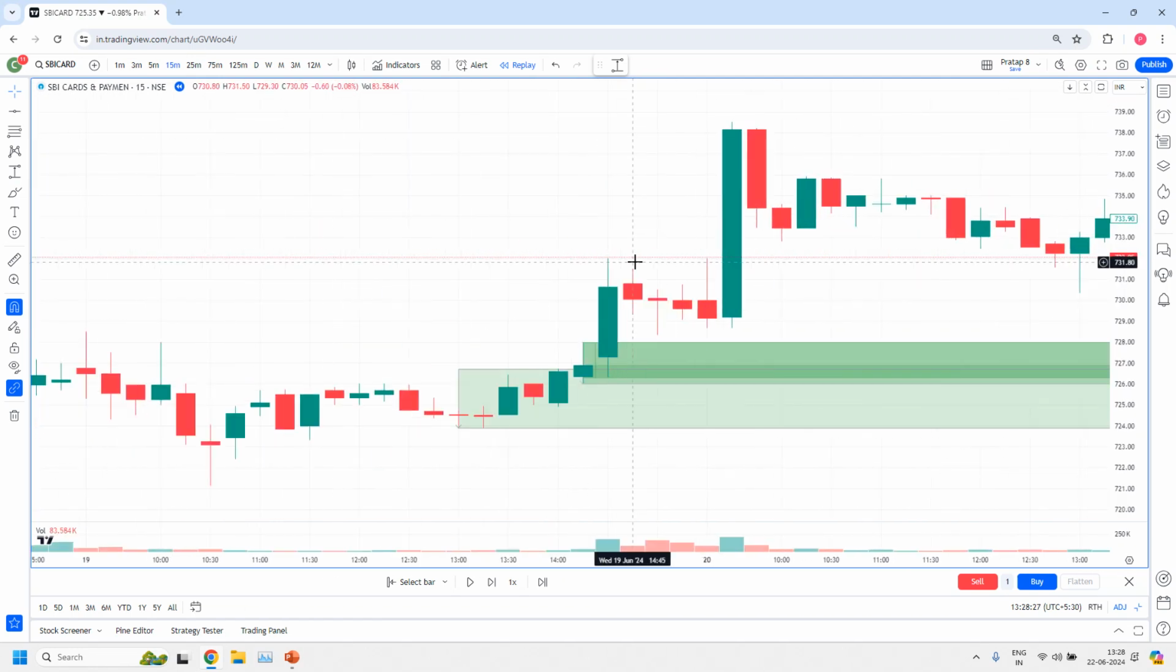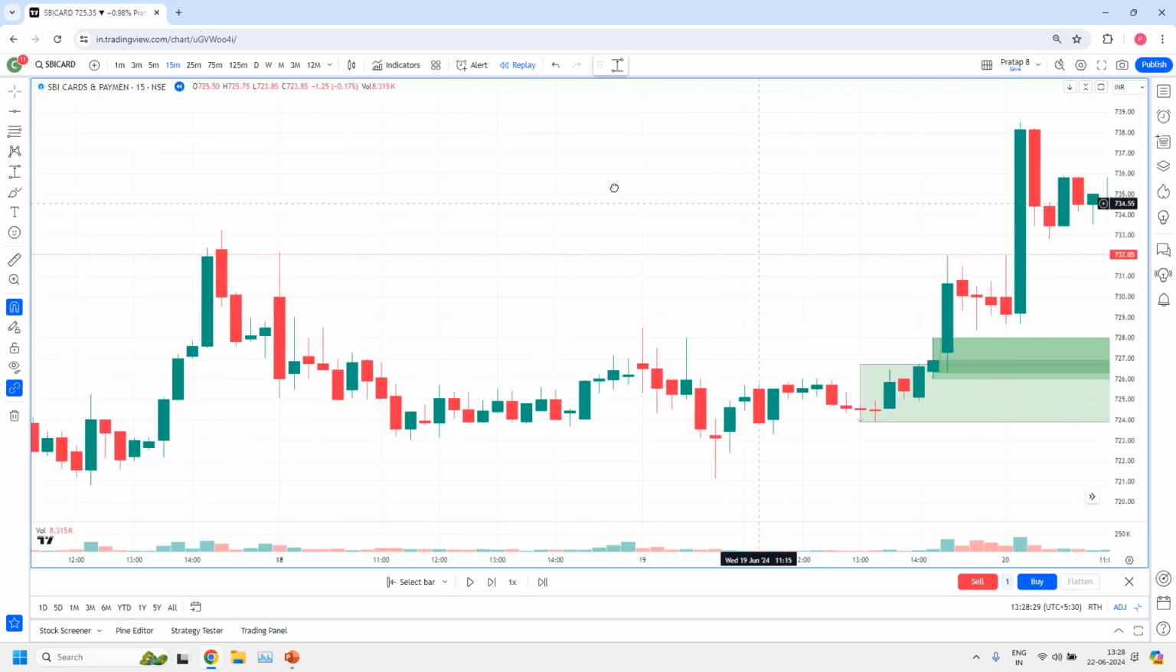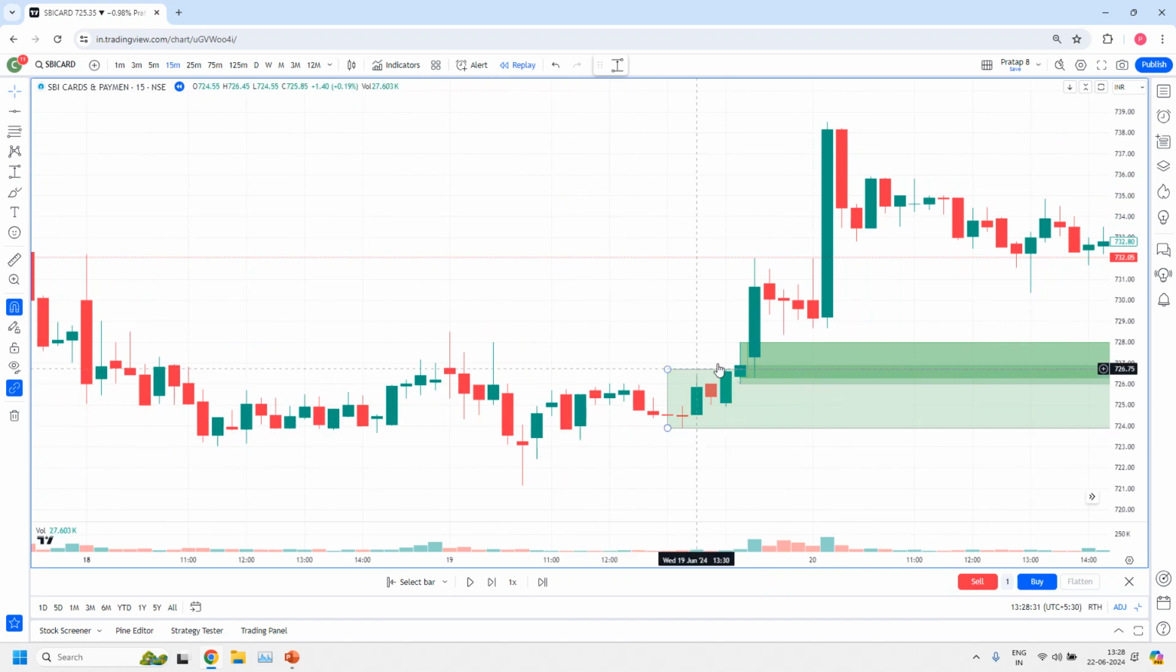Now you are seeing one more confluence here. Drop base rally. This rally base rally is again having confluence. Okay, fine. Anyway, it picked up the orders from here and moved up. This is the main source. Drop base rally is the main source.